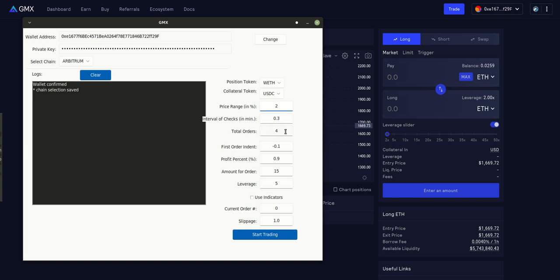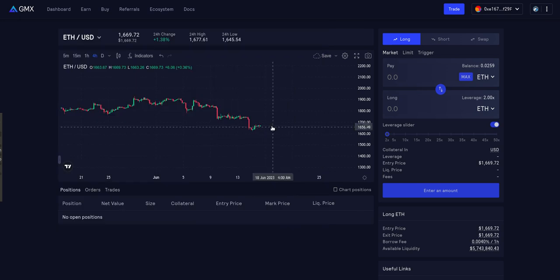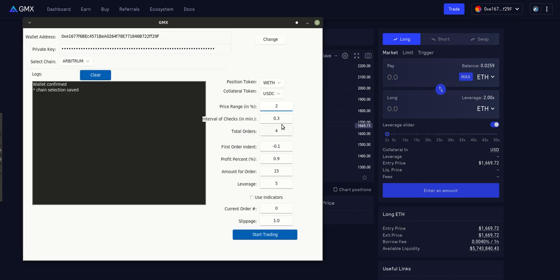I put 4 orders, which means in these 2% that I have set, basically this little gap, I'm going to have 4 buy orders. Okay, I will explain in a minute why it's better to have more than less. The first order indent, I would always leave it at negative 0.1. This is not important at all.